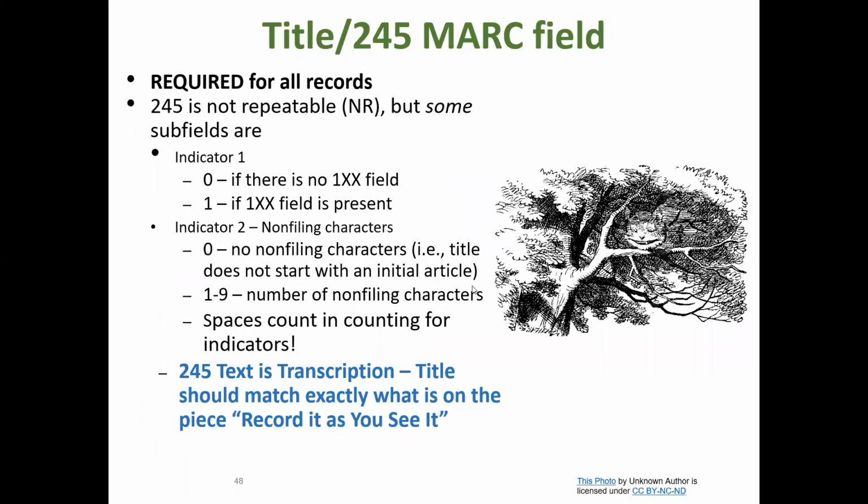So 245 is required for all records. If you look into any OCLC record, you may see records that are very skeletal and don't have much. It should have a 245 at least. If you're copy cataloging and the only record you can find that matches your item is very skeletal and has a 245, you can use that record, but I would highly recommend that you add to it and finish out the cataloging as much as you can.